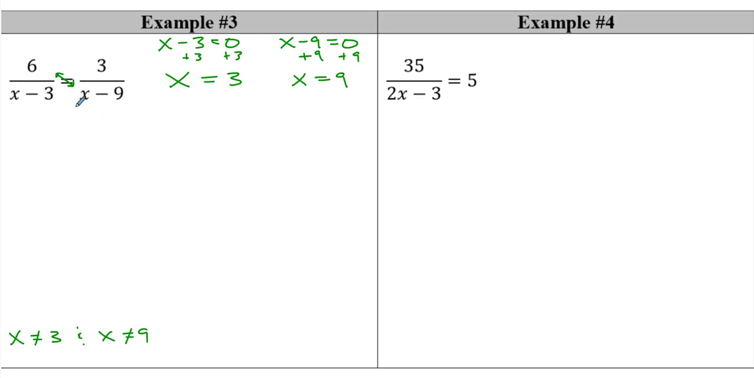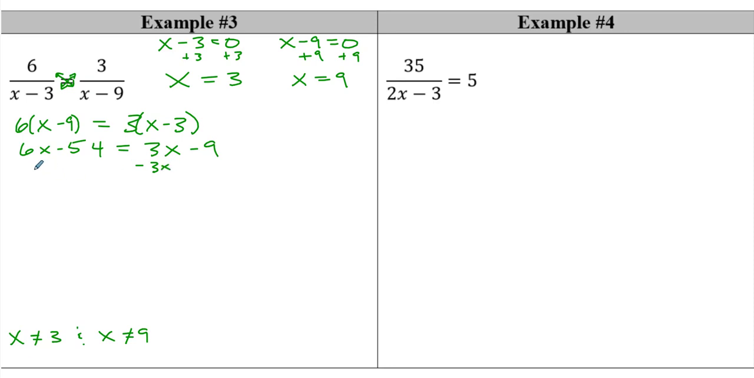Alright, so let's multiply these across. We got 6 times x minus 9. And then we also have 3 times x minus 3. So we just distribute out. We get 6x minus 54. And we also get 3x minus 9. Alright, I want to get rid of this 3x over here, so I subtract 3x from both sides. I get 3x minus 54 equals negative 9.